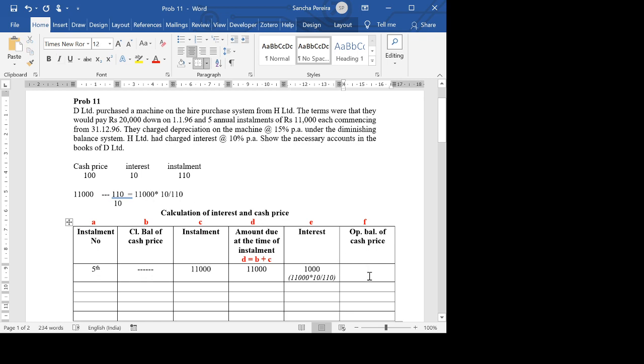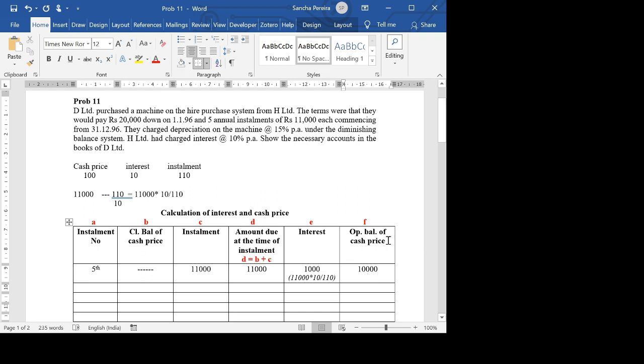So what will be the opening balance of cash price? How do we get the cash price? Can anyone tell me what will be this cash price? If interest is 1,000, installment is 11,000, what will be the cash price? Quick. What will be the cash price? Yes, good, 10,000. So this column you get it as, just to make it clear, basically this column F is equal to D minus E.